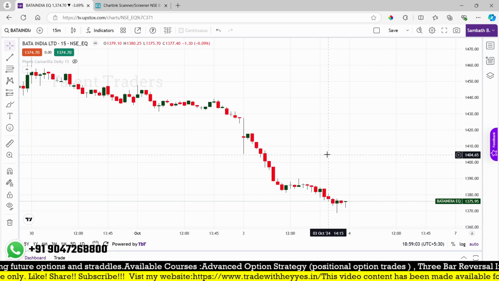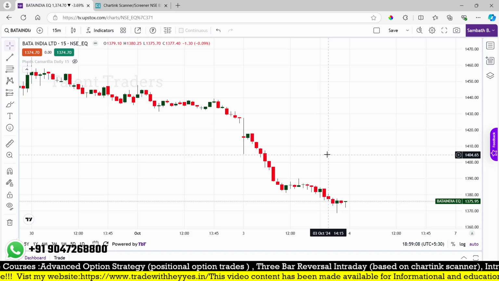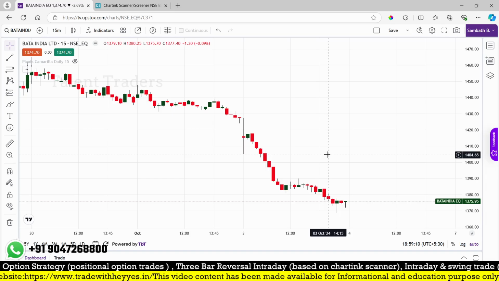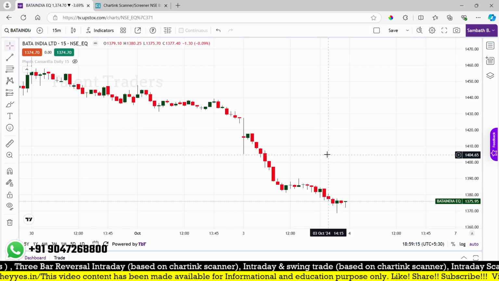And such kinds of scanners, which I am going to provide in my Telegram group, are ready-made scanners. You can modify whatever time frame or whatever adjustment you want. And this is the scanner which I have created.